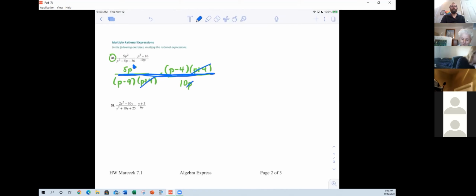Anything else we could do? The 5 and the 10? You can cancel any factors. If 5 goes into 10, then you can cancel that. So our final answer here would be p times p minus 4 over 2 times p minus 9. And we can't cancel anything else because the p minus 4, those two things are tied together, and the p minus 9, those two things are tied together. So that's as far as you could take it.